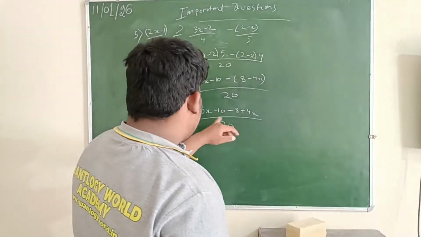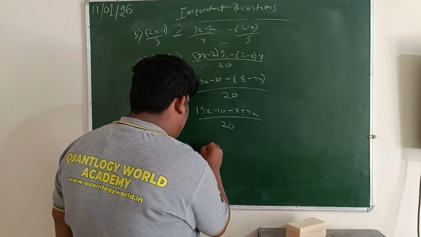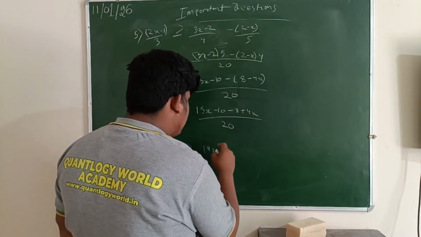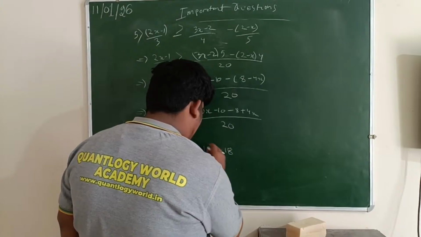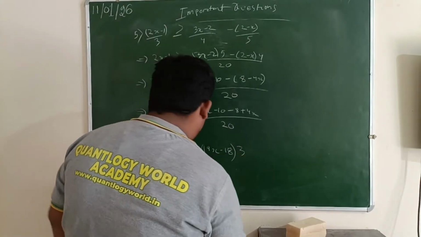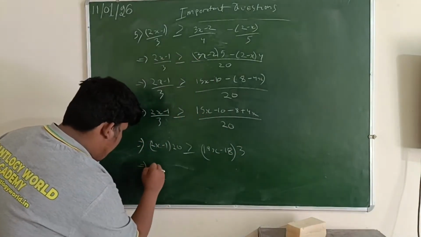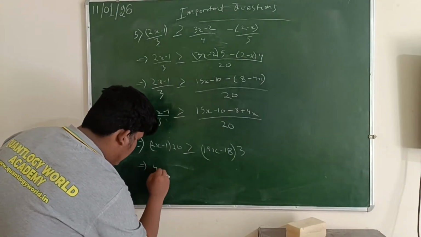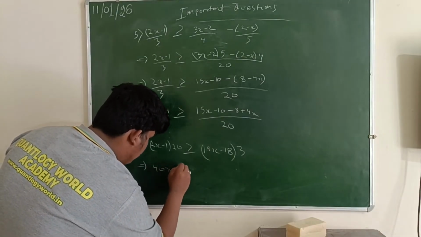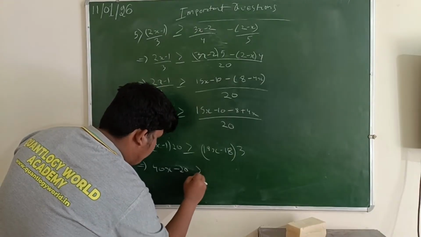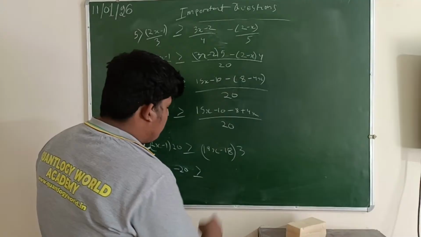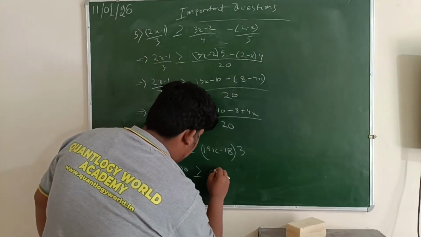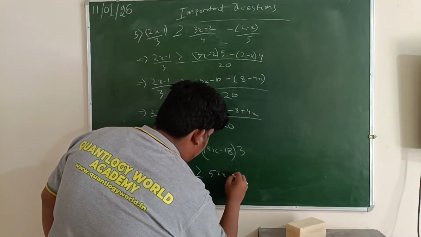So 15x plus 4x is 19x. Minus 10 minus 8 is minus 18. So 20 into 2x is 40x minus 20 greater than or equal to 19 into 3 is 57x minus 54.